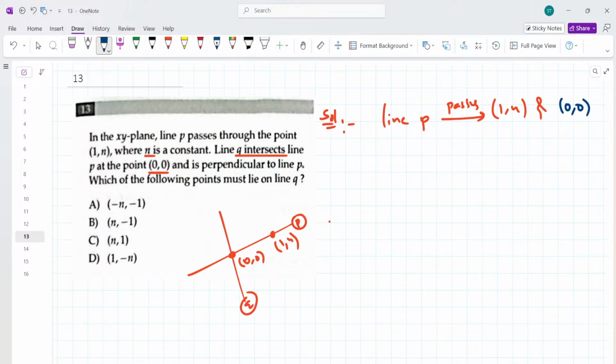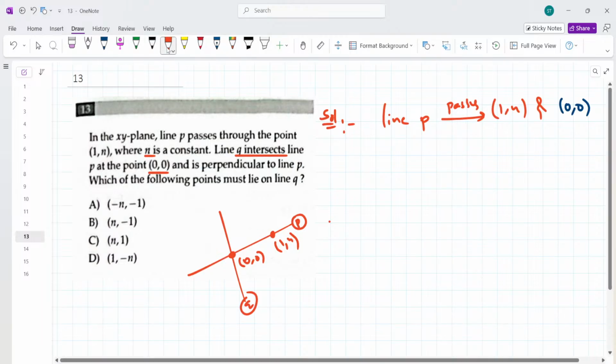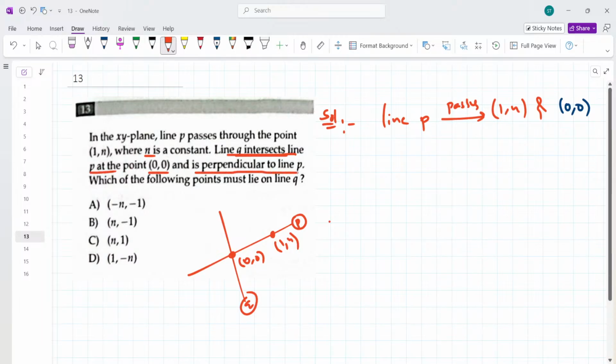Line Q intersects line P at the point (0, 0) and is perpendicular to line P. This line Q and line P are perpendicular. Which of the following points must lie on line Q? Which points lie on line Q? To check the point which lies on line Q, we need the line equation.